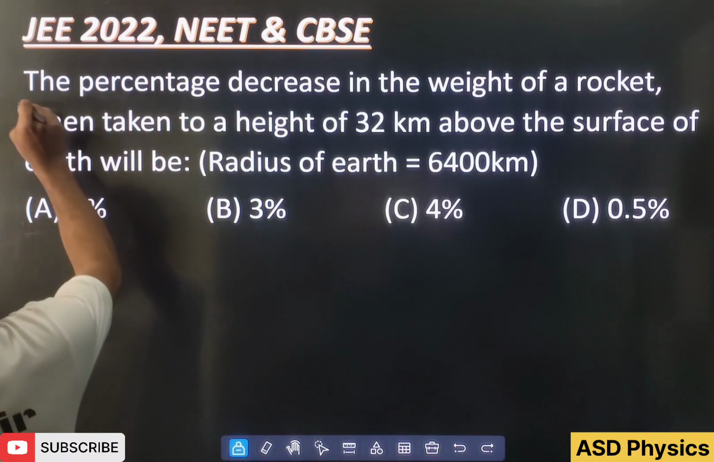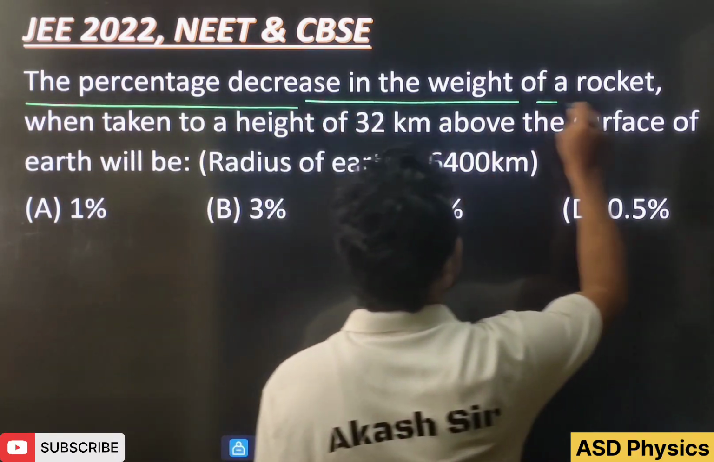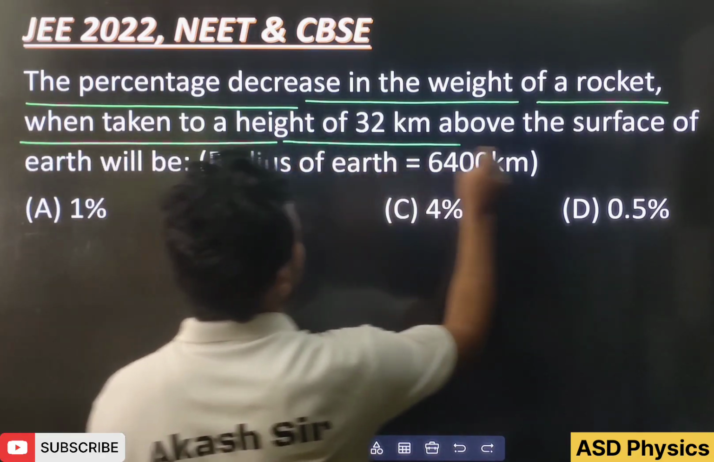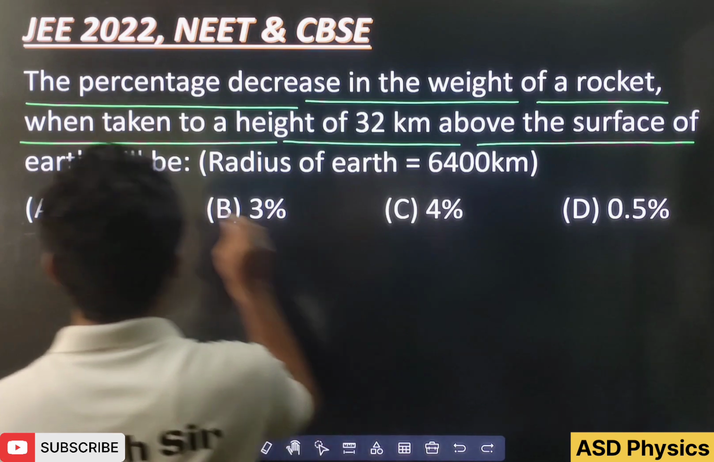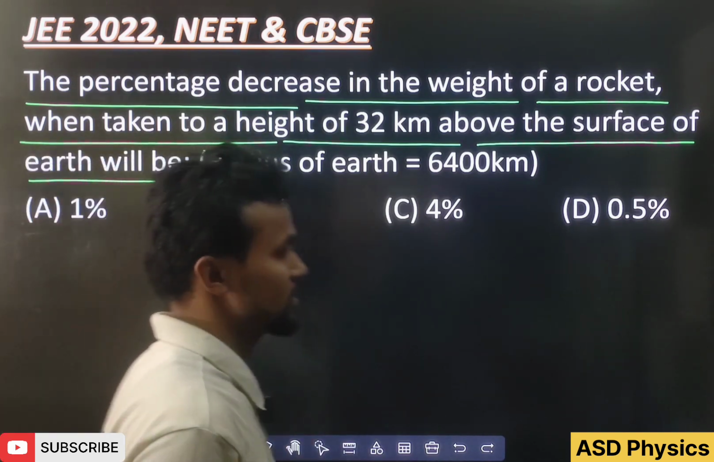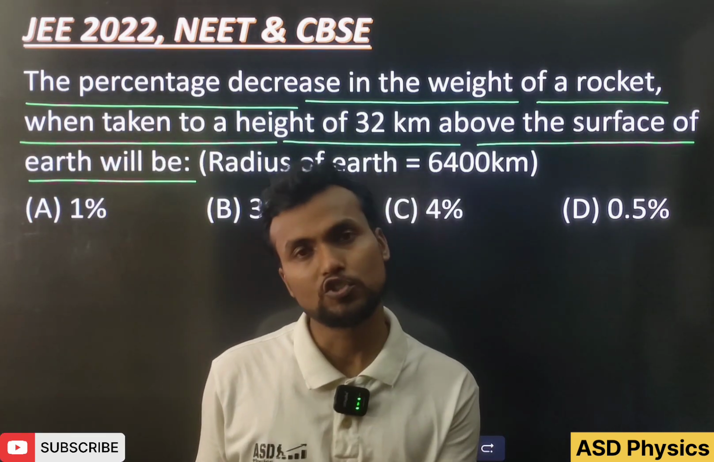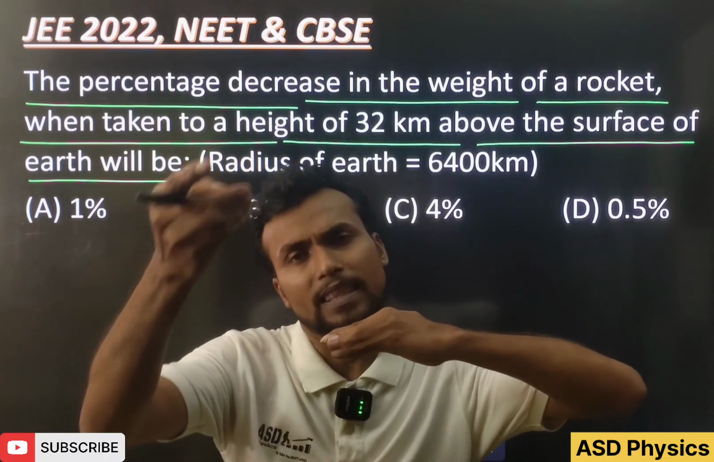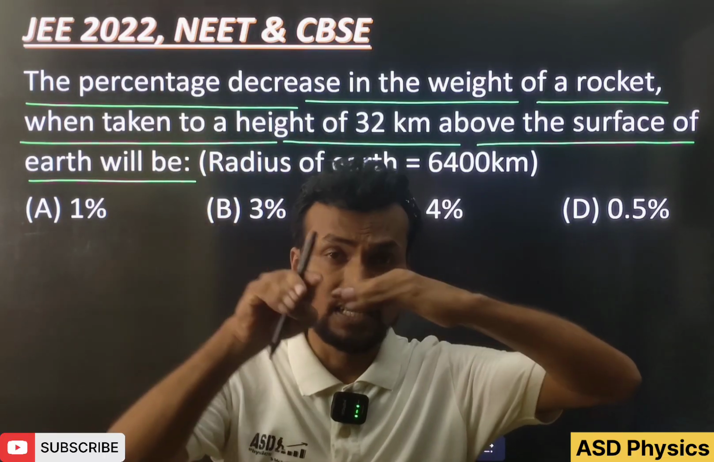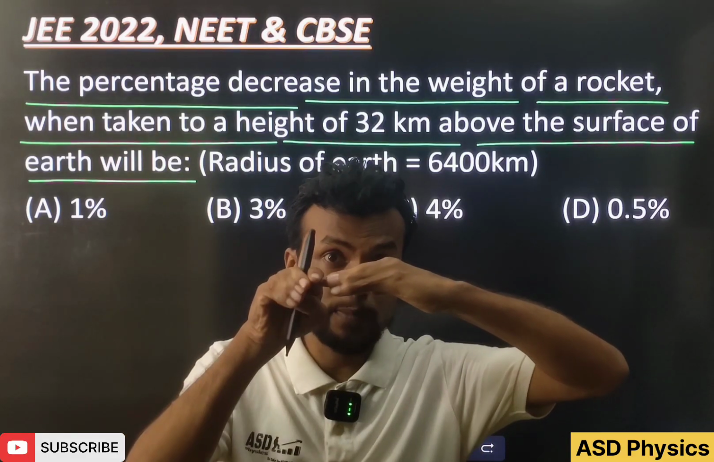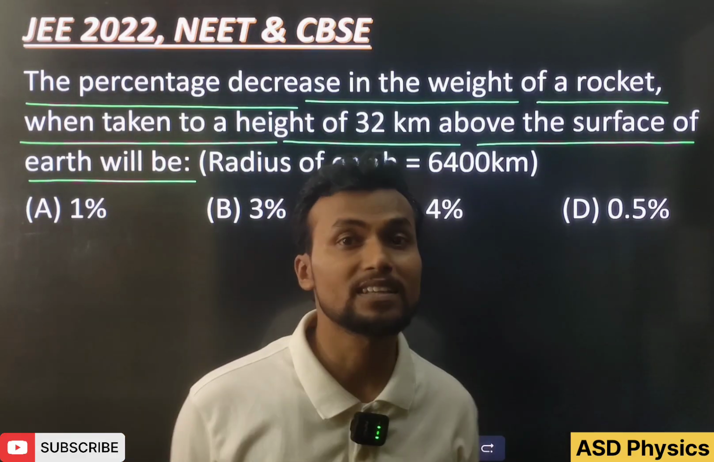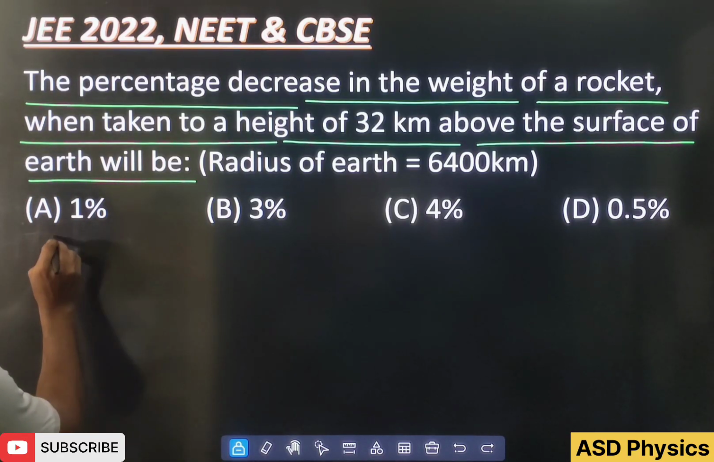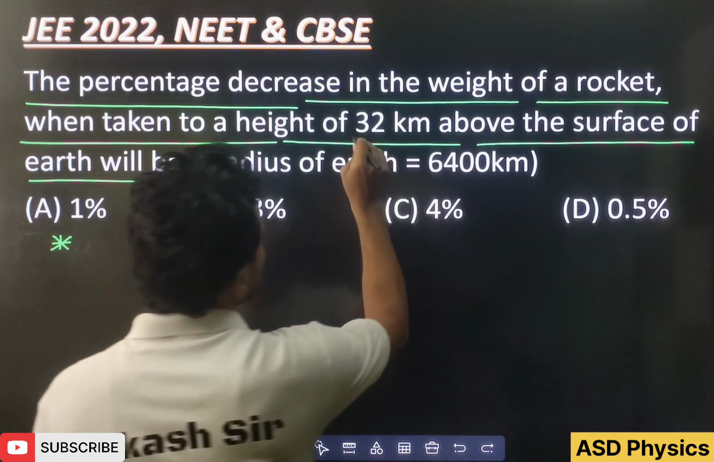The question is, the percentage decrease in the weight of a rocket when taken to a height of 32 km above the surface of the earth will be how much? I hope you know very well, because you have seen the previous video. Whenever we are going above the surface of the earth, gravity will decrease and weight will also decrease. Even when we are going down also, with respect to the surface, gravity will decrease, weight will decrease, and at the center how much gravity? 0, weight also 0. So you can see here, this is the 32 km.